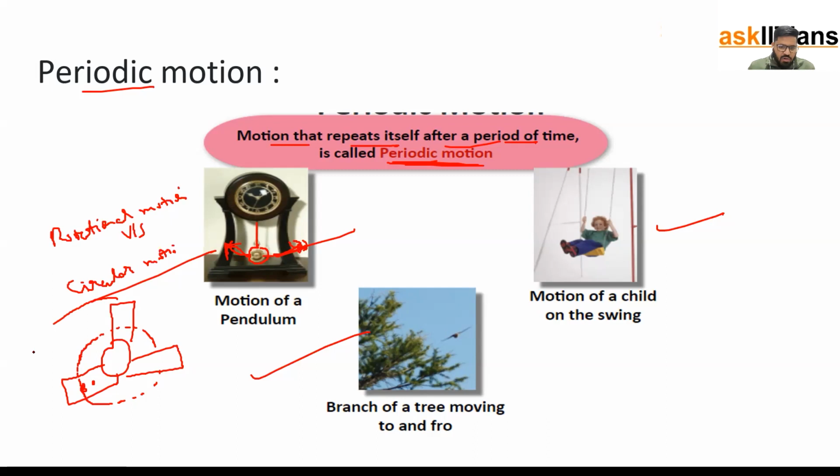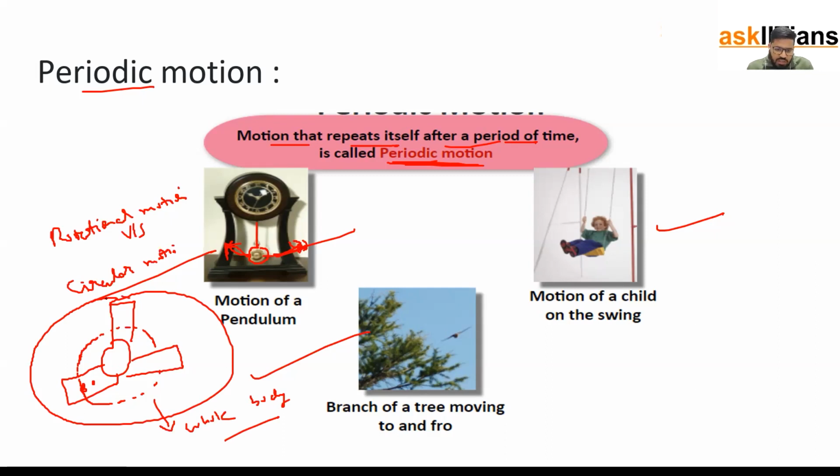But as a whole, if I take this fan as a whole body, this complete fan is not rotating along any point. Yes or no? This whole fan is not moving along a fixed point, or I can say its distance from a fixed point is not constant.